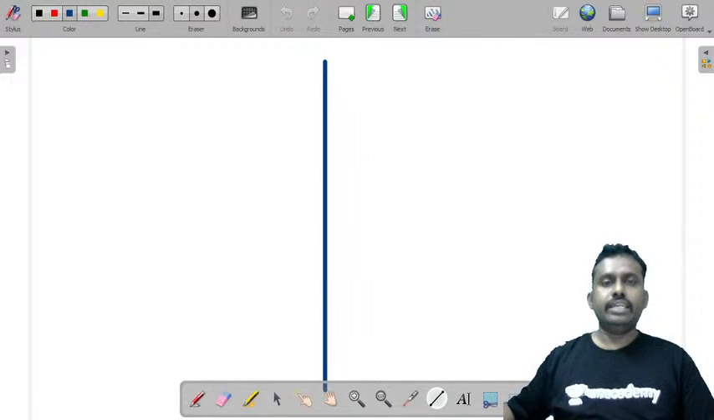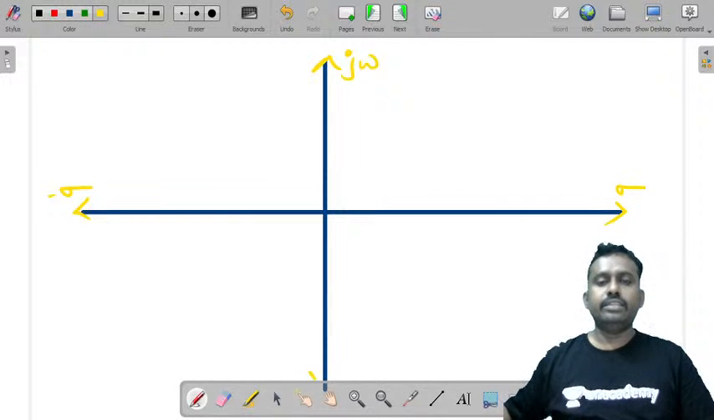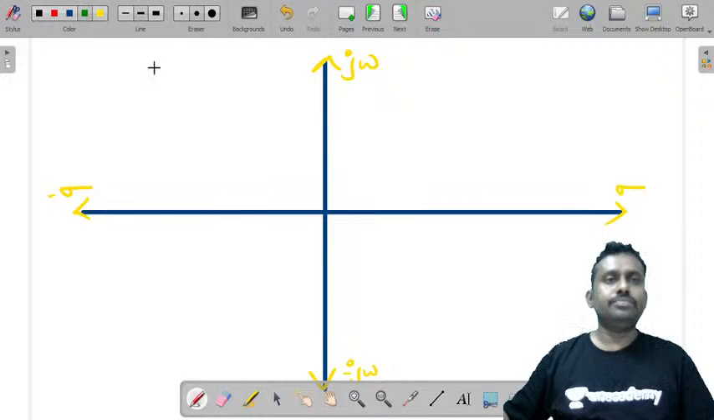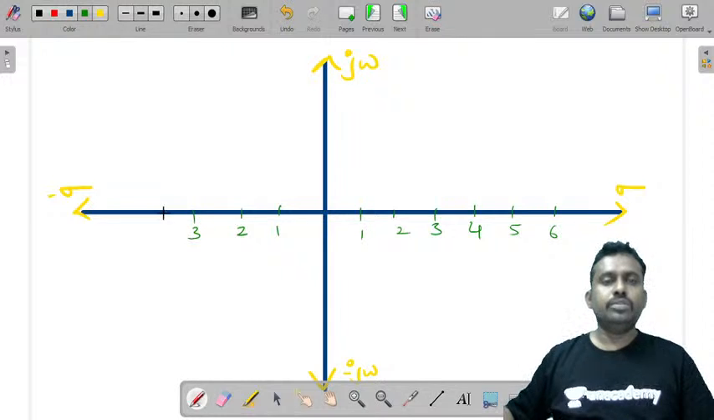This is the vertical axis, or you can say it is the j omega axis, and this is the real axis. So let us consider these real and imaginary axes. This is the imaginary axis, this is the real axis, this is the negative real axis, and this is the positive real axis, and this is negative j omega. Let me mark some values: 1, 2, 3, 4, 5, and 6.